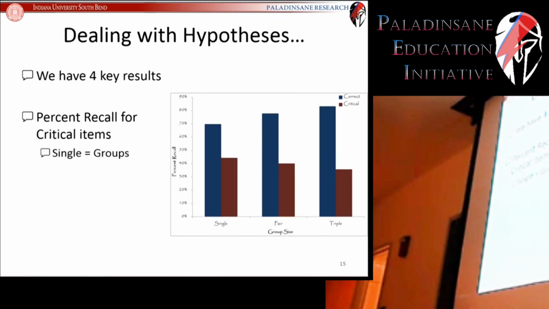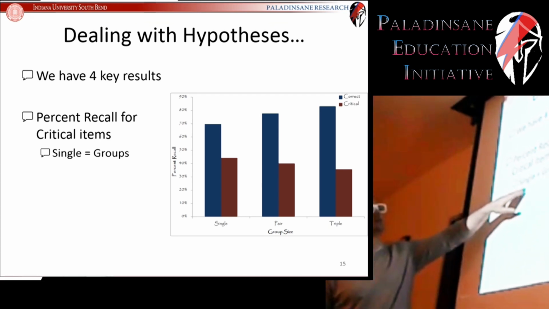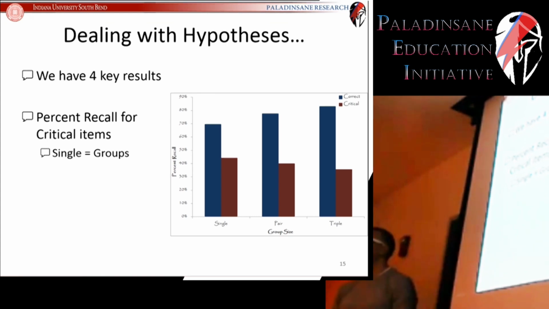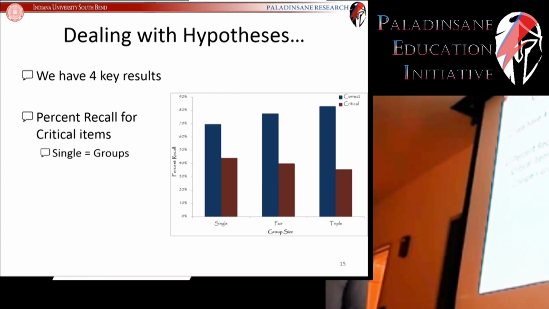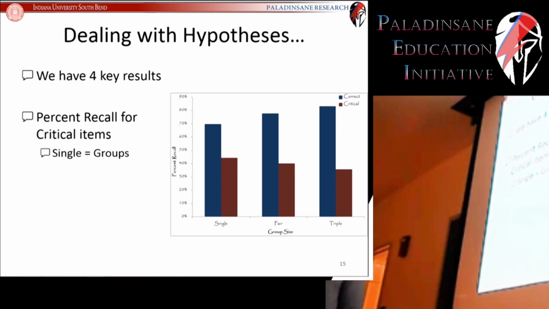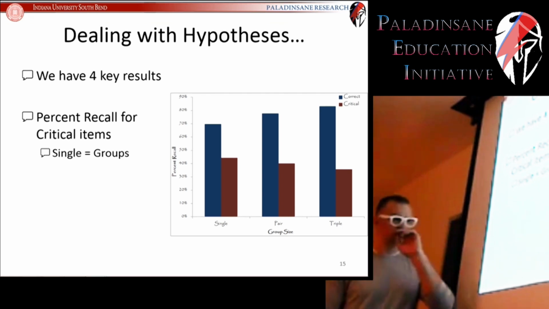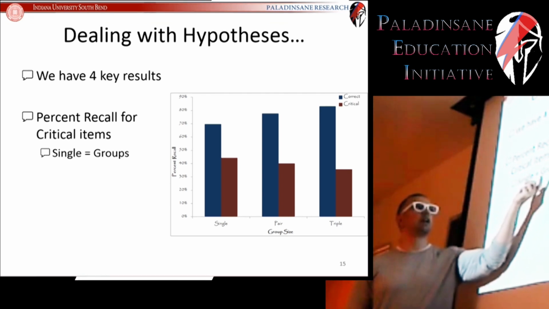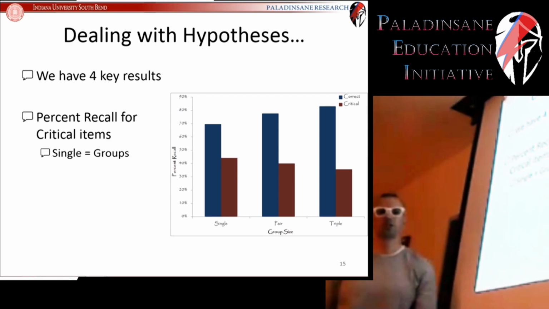We also have key result number 2 of 4. For the critical items, for the false memories, singles recalled the same amount of false memories as groups. So singles here had the same proportion of false memories as the 2 groups here did. So once again, we need a theory that touches on how much groups should recall and how much singles should recall.